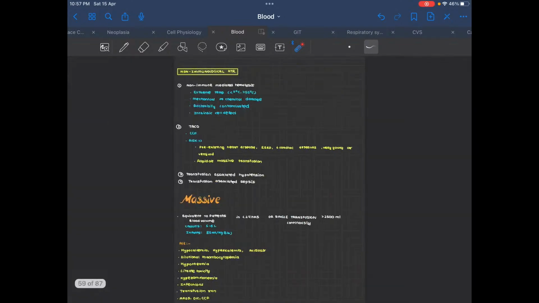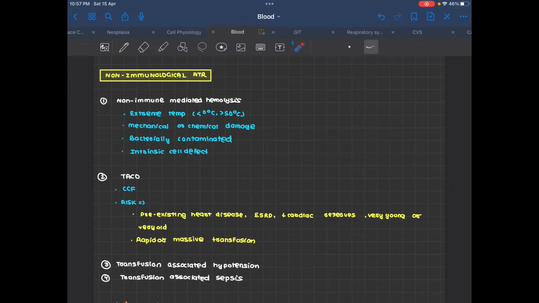Then we can have non-immunological acute transfusion reaction, in which first is non-immune mediated hemolysis. Why can that happen? Either due to mechanical or chemical damage, or it can occur due to extreme temperature, or whenever it is bacterially contaminated, or you can have some intrinsic cell defect present in the recipient. What about transfusion associated cardiac overload? That's mainly a form of congestive cardiac failure.